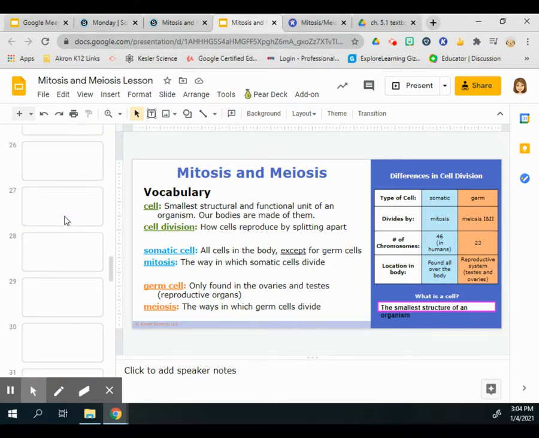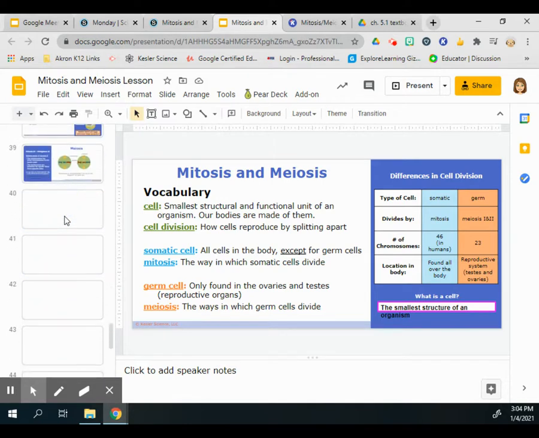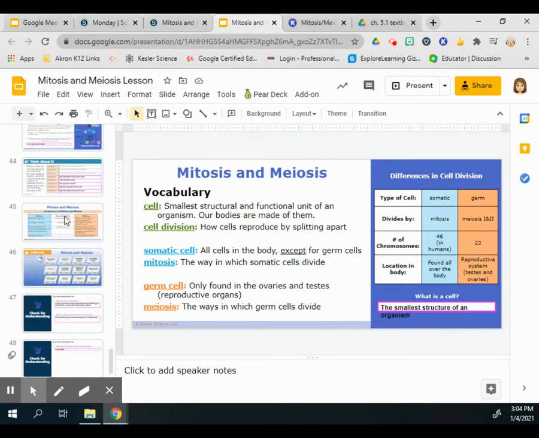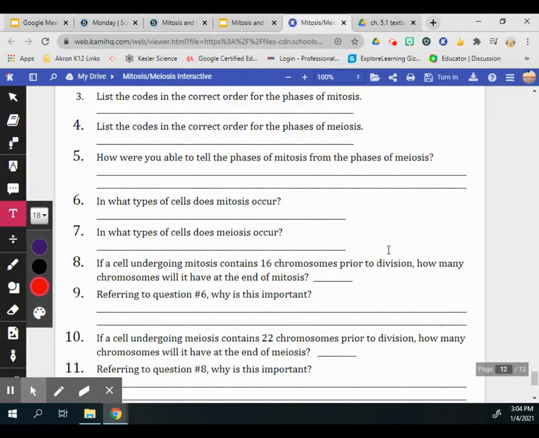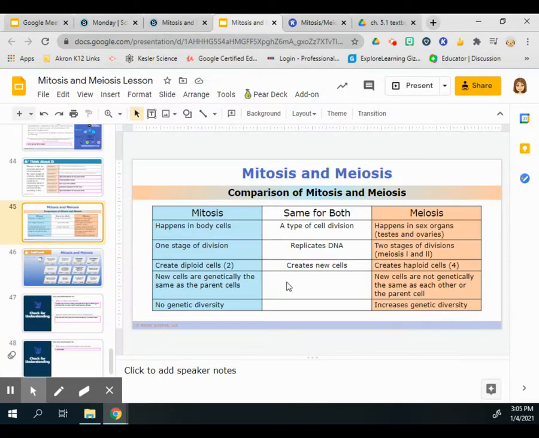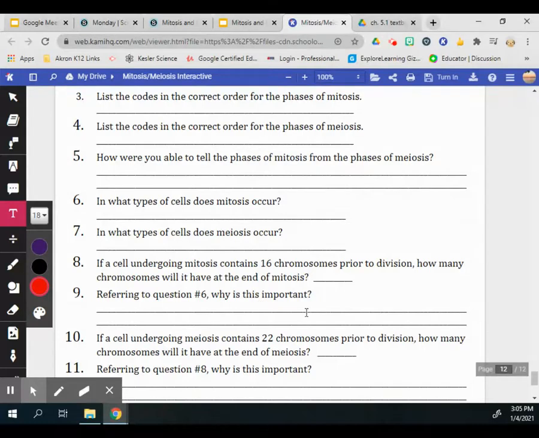And if we go way towards the end, because I remember there being a comparison table here. Here we have a mitosis, what's going on in meiosis, what happens for both. So those are going to be helpful too. If a cell is undergoing mitosis and it contains 16 chromosomes prior to division, how many chromosomes will it have at the end of mitosis? Well, remember, if we go here, you're creating genetically identical cells in mitosis. So if you start out with 16 chromosomes, you're going to end up with 16 chromosomes, okay?